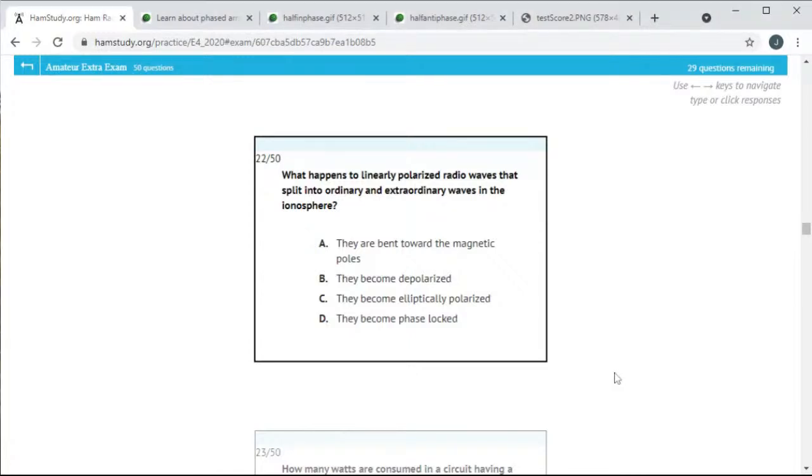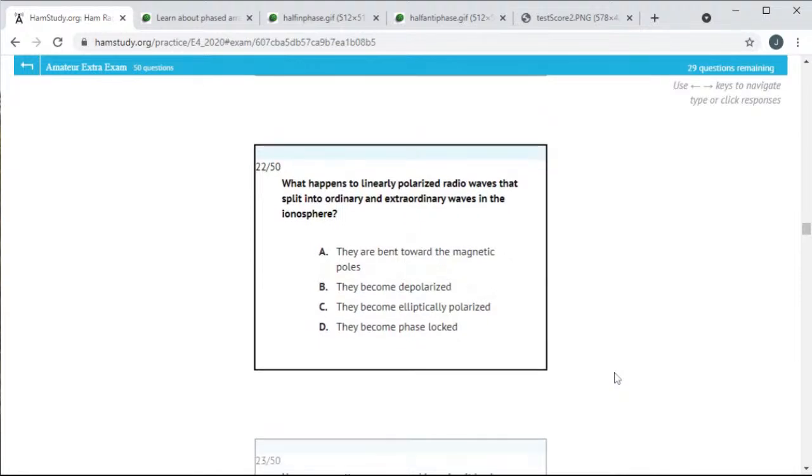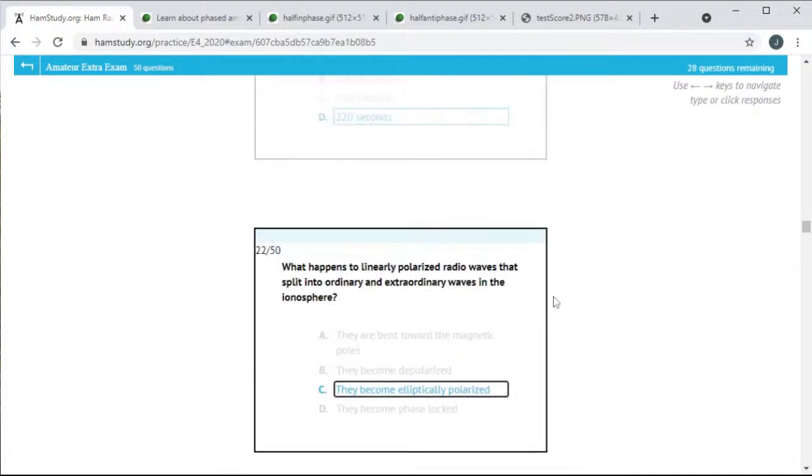Okay. 21. I will read that. Go back to that as soon as I get done with this one. What happens to linearly polarized radio waves that split into ordinary and extraordinary waves in the ionosphere? They are bent toward magnetic poles. They become depolarized. They become elliptically polarized. They become phase locked. I'm going to go with elliptically polarized.